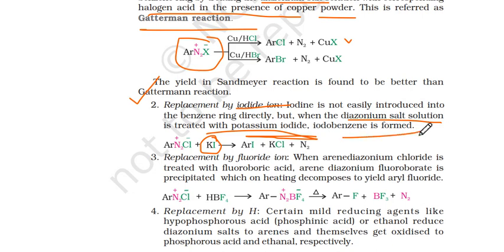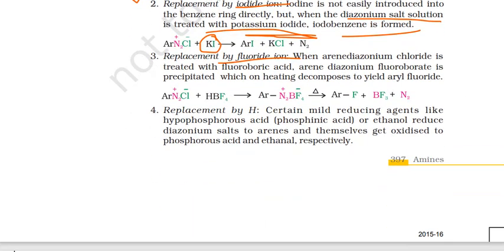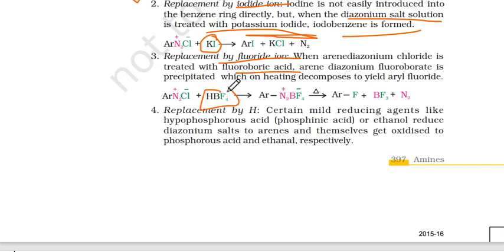Then replacement by fluoride. In all these reactions, what are we doing? Basically, we are displacing the diazonium group with any of the anions, by treating them with various reagents. So that is displacement. When arene diazonium chloride is treated with fluoroboric acid, which is HBF4, arene diazonium fluoroborate is precipitated, which on heating decomposes to yield aryl fluoride.